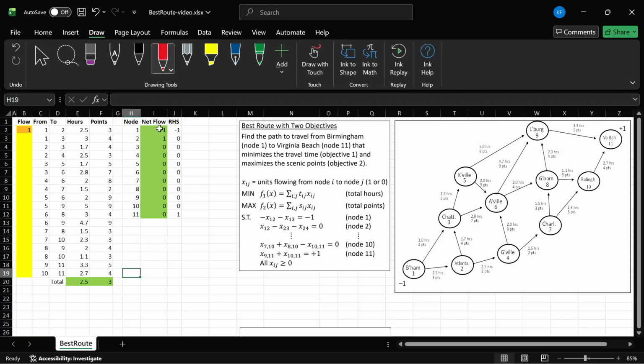Now, to put it in Excel, we basically have to say, change these cells, maximize or minimize the travel time, or maximize scenic points, and satisfy the constraints that the net flow, inflow minus outflow, must be equal to the right-hand side. The right-hand side here, if you remember, is supply negative or 0, or positive means demand. So we have node 1 with 1 unit of supply, as in the picture, and node 11 with 1 unit of demand.